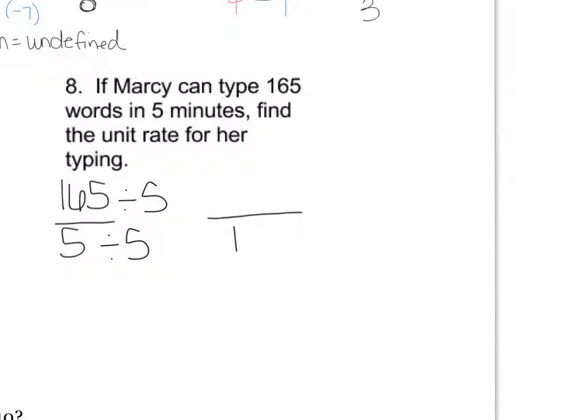Grab your calculator really quickly, please. 165 divided by 5 is what? 33. So here is what this means. Marcy can type 33 words in 1 minute. I wonder if that's fast or not. I don't know.